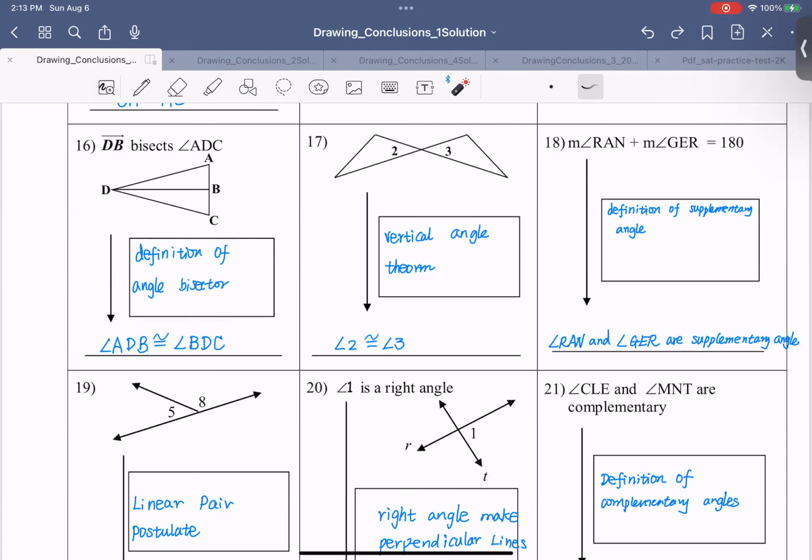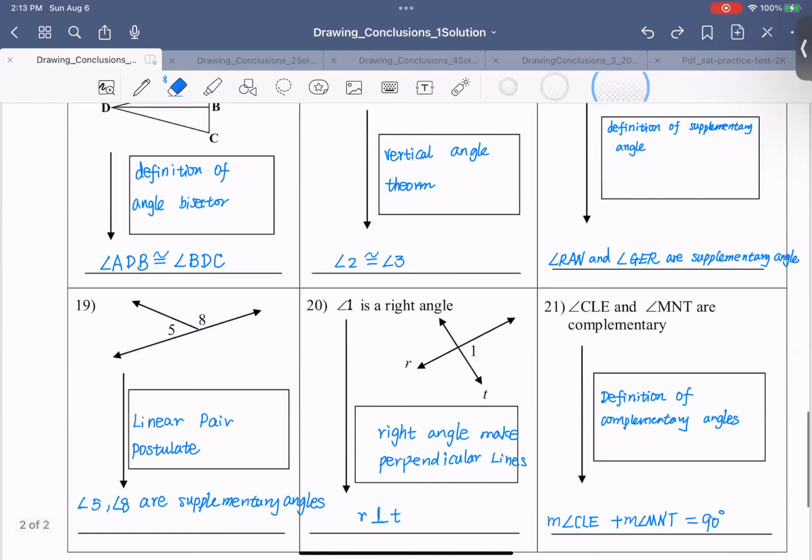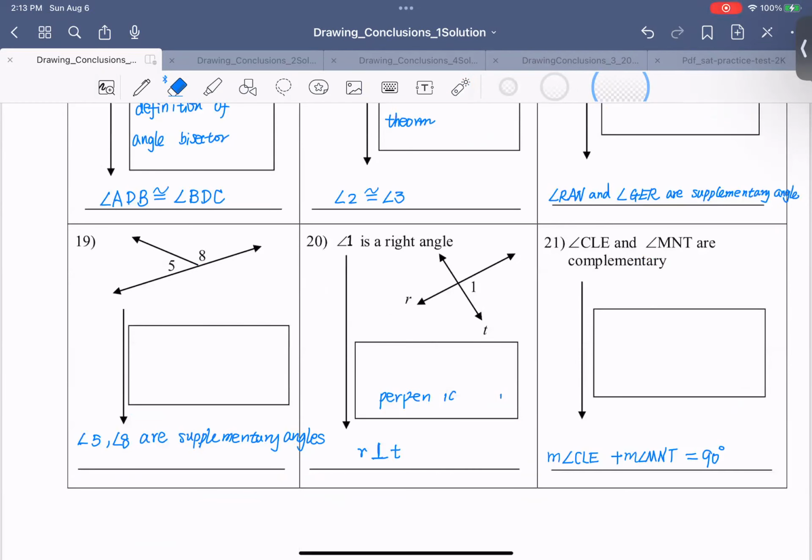This is the training to help you do the proof question. For geometry, the calculation question is never a big trouble. The proof part is a trouble for most of the students. That's why we do this kind of basic trainings. Now look at here.